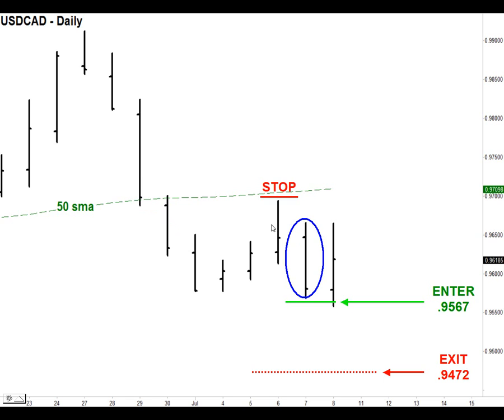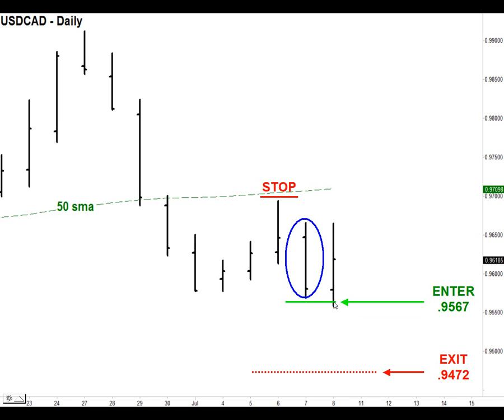We have our 2-bar pattern right here, and this is our setup bar, the last bar of the pattern. So we went short once we traded 1 pip below at 95.67, and we calculated our exit level, which would be where we'd cover at 94.72. So we're looking to make roughly about 100 pips.